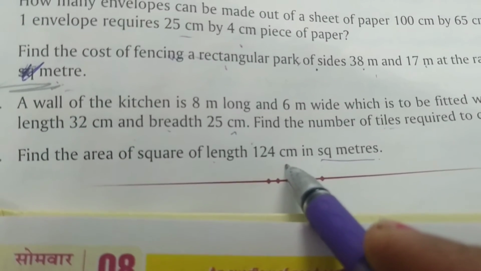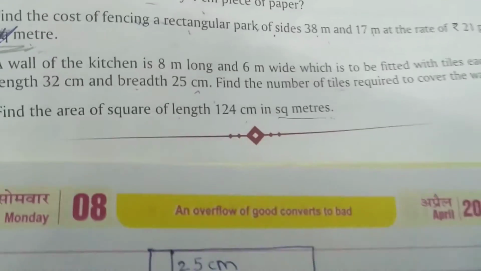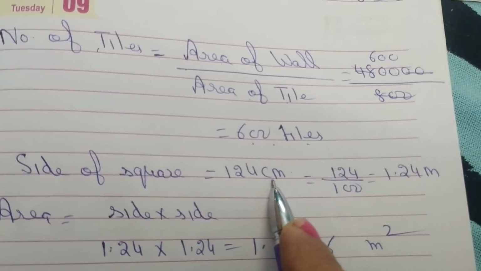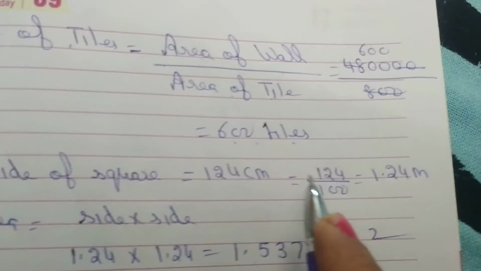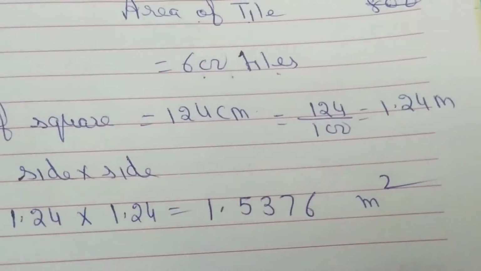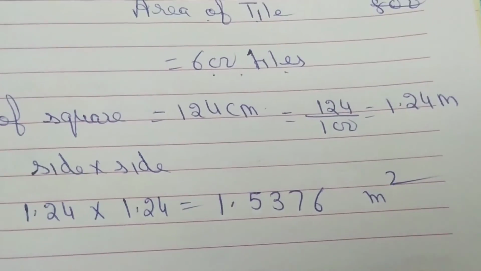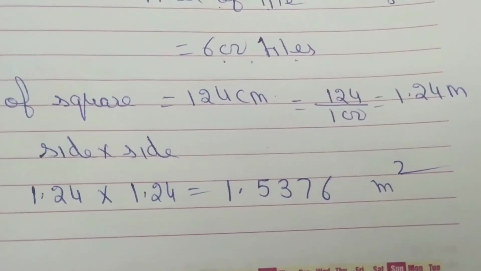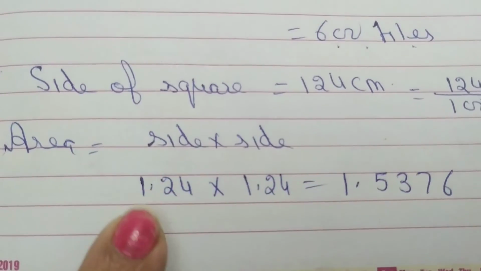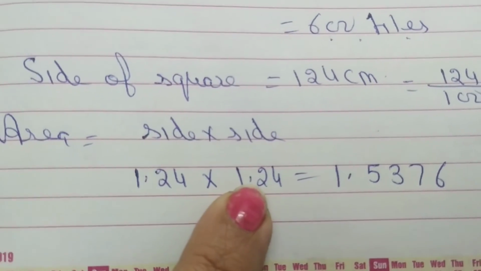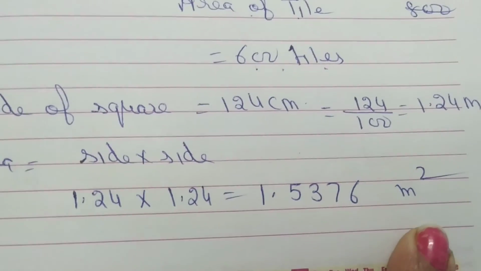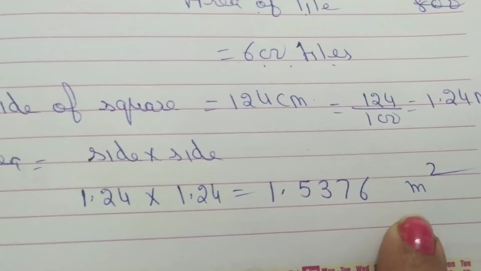क्वेश्चन में तो दे रखी है साइड सेंटीमीटर में, लेकिन जो एरिया निकालना है वो निकालना है स्क्वायर मीटर्स में. सो साइड ऑफ स्क्वायर इज 124 सेंटीमीटर. तो आपको मीटर में निकालना है एरिया. सो फर्स्ट ऑफ ऑल वी विल कन्वर्ट सेंटीमीटर इनटू मीटर. टू कन्वर्ट सेंटीमीटर इनटू मीटर वी विल डिवाइड बाय 100. So 124 centimeter will be equal to 1.24 meter. Now we know that area is side multiply by side. So 1.24 multiply by 1.24 will be equal to 1.5376 meter square.